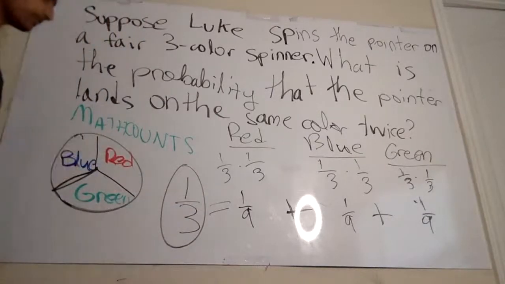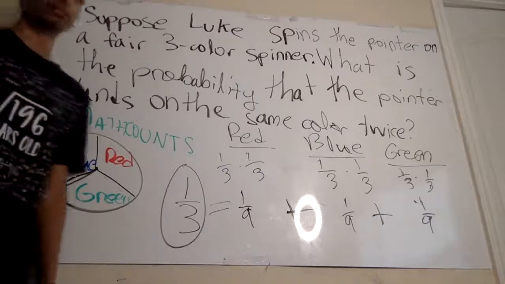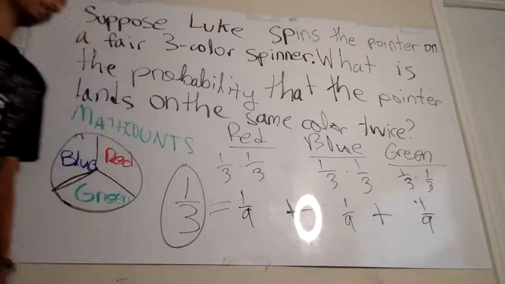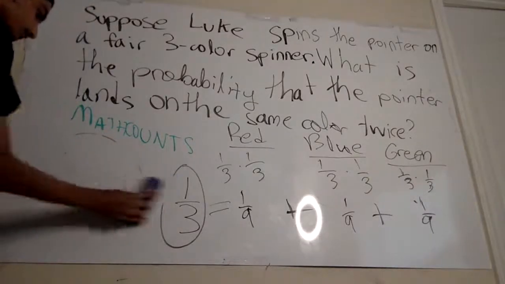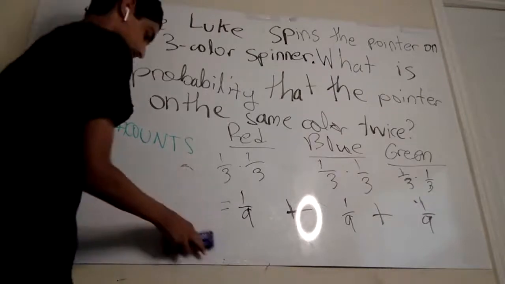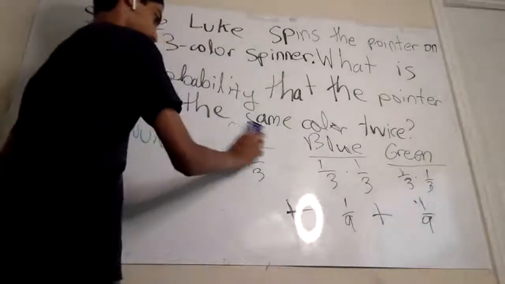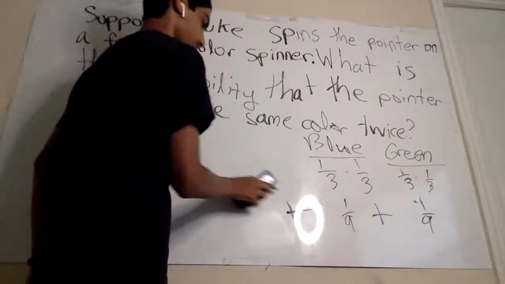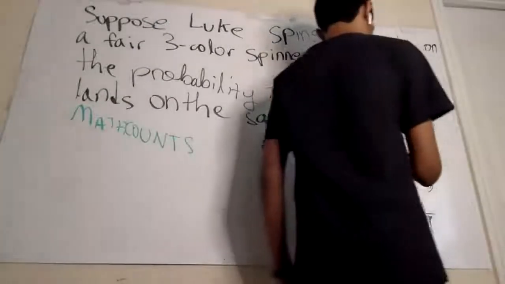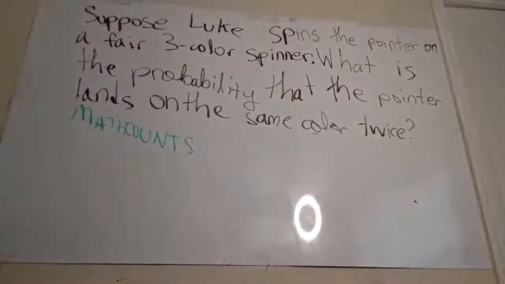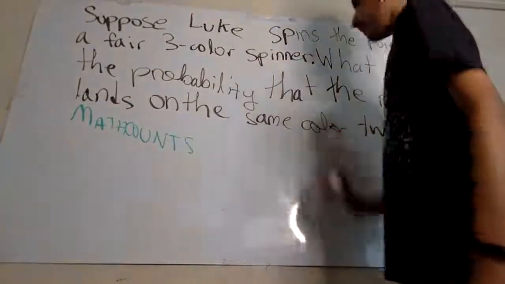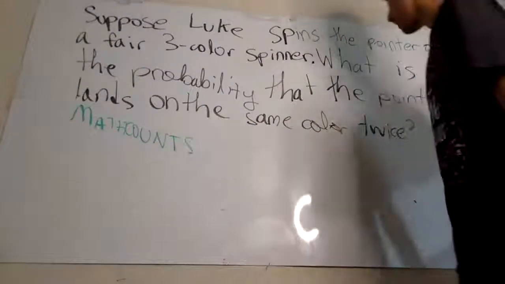So this problem may seem really simple, but there's actually a much faster way to solve this problem. So let's go ahead and get right into that. Okay, so now we have to find the probability that it lands on the same color twice. Same problem as before, but we don't need the spinner this time.